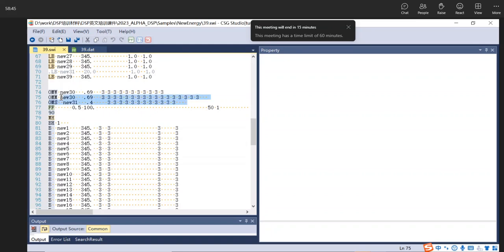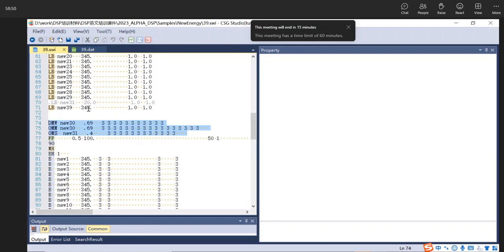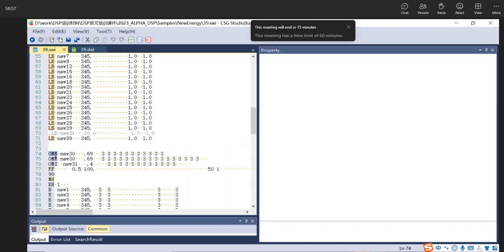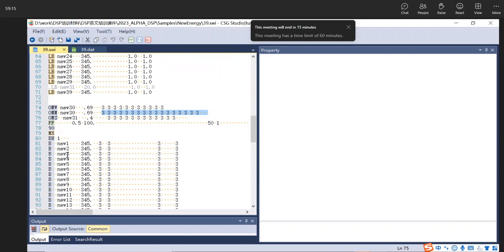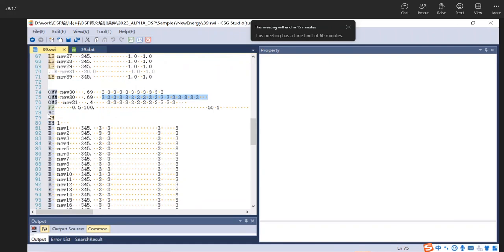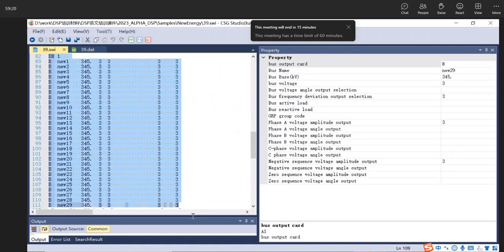This card, OMW, OMM, OMS, means the output choose, what I want to see. OMW and OMM mean the DFIG output. I can change the parameter to see the variable I want to see about the DFIG. This part is all the output part.